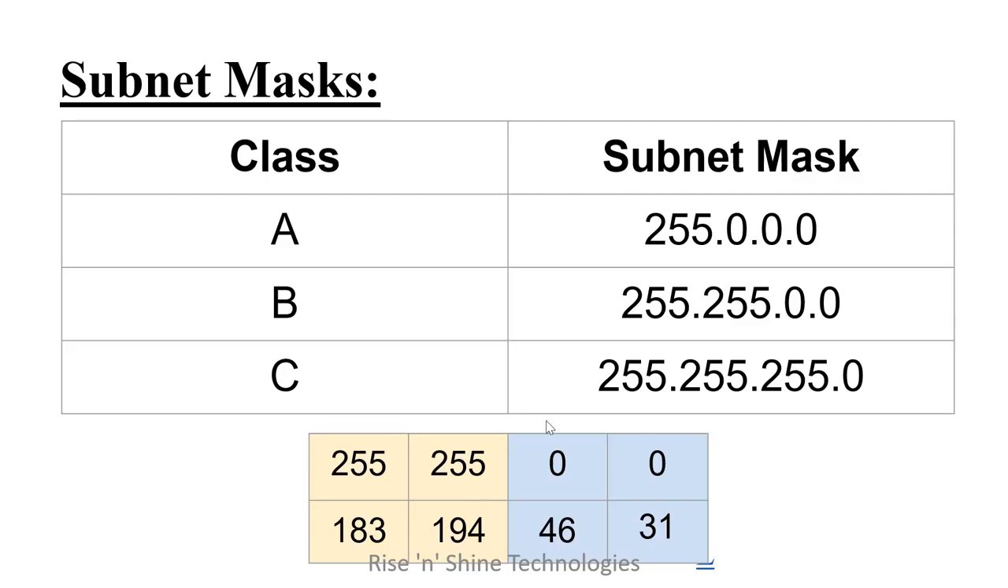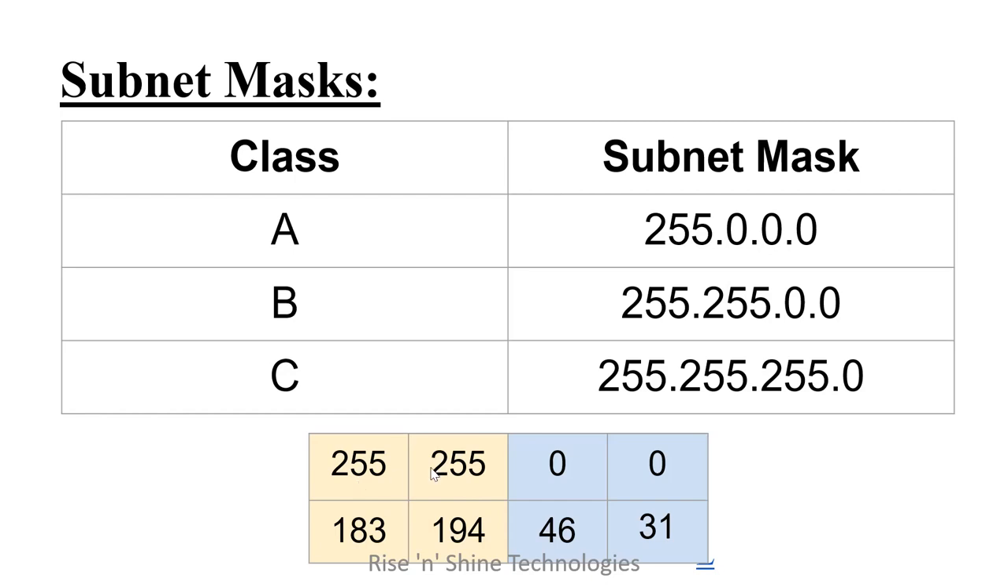These are all class-based dependency. Now, if we talk about this one, 255.255.0.0, which class is this? B. Yeah, if I see the subnet like that, 255.255.0.0, we can understand that the first two octets, like here 193.194, are the network identity, and 46.31, these two are for my device identity.